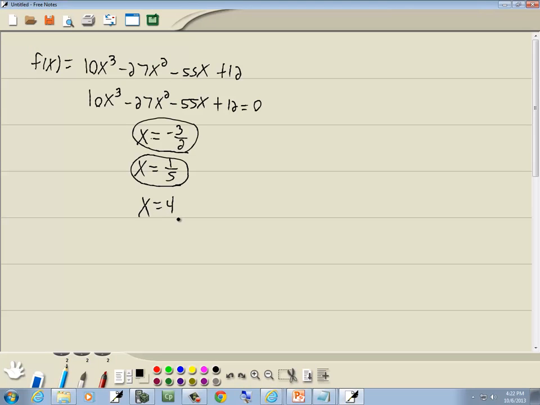Now, the fundamental theorem of algebra says your largest power of a polynomial will tell you how many zeros you have, how many answers. Our largest power is the third power. It says we have 3 answers. We found all 3 via the calculator, so we don't have to do anything else. We're done with that problem.